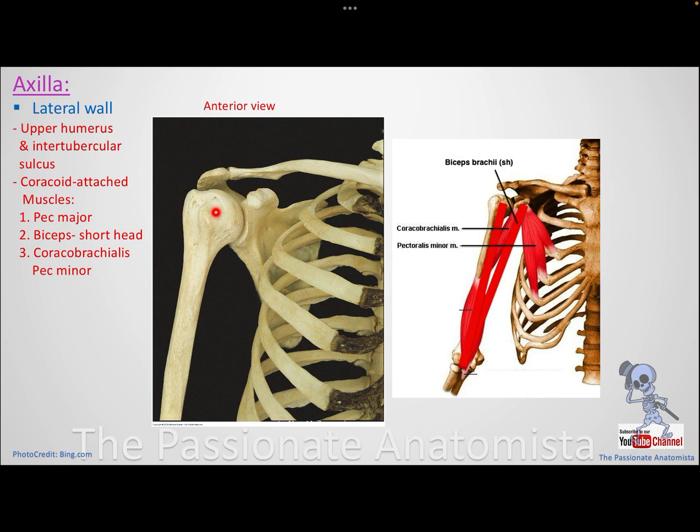So the lateral wall: the upper or proximal part of the humerus, the intertubercular sulcus, and then the coracoid process, the short head of biceps, coracobrachialis, and pectoralis minor from here. And because the long head of biceps runs in the intertubercular sulcus, which has another name, remember, the bicipital groove, the long head is also related. We can say the tendon of the long head of biceps is also in the lateral wall. All right, so these are the structures that make your lateral wall of the axilla. It's very simple and easy.